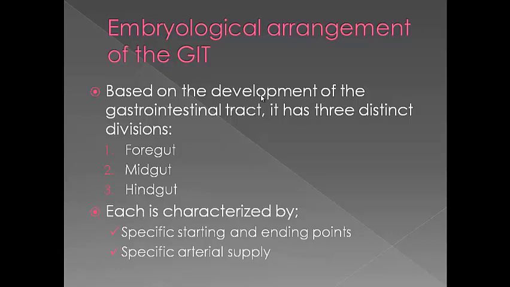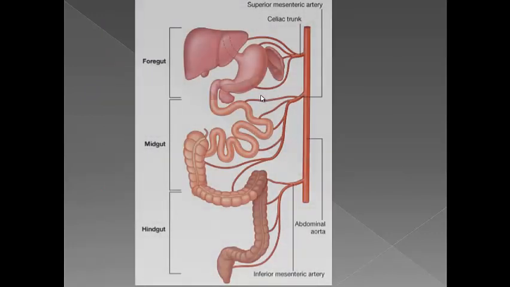And the other importance of this embryological arrangement is that each of these divisions has its own arterial supply, and usually there isn't any overlap. So wherever the foregut ends, it's going to be limited to a certain artery, and then the midgut is going to be limited to a certain artery, and so forth. Okay? So this picture is just demonstrating the starting and ending points and the different organs that are contained within the various divisions of the GIT.